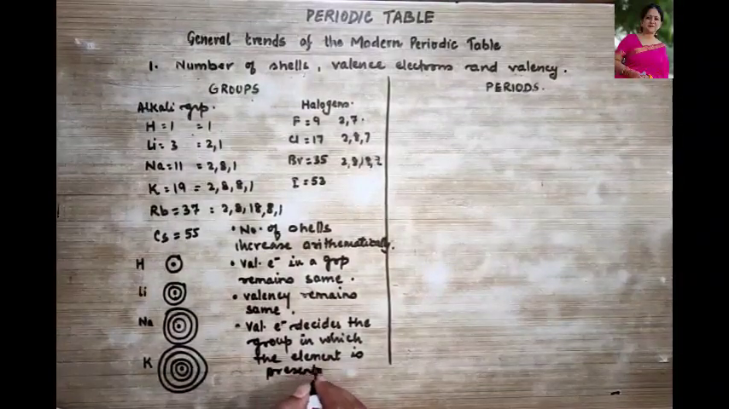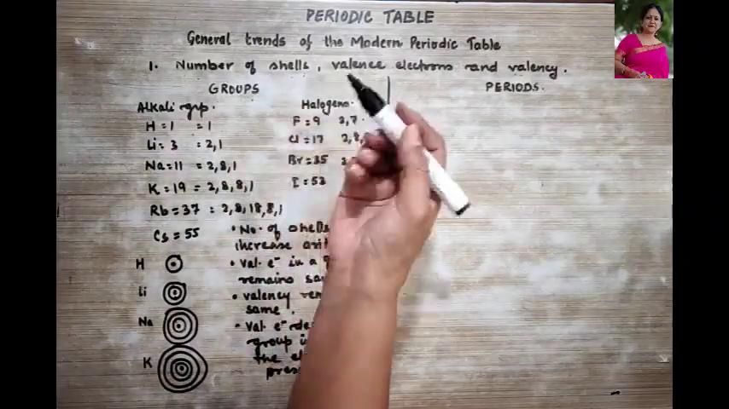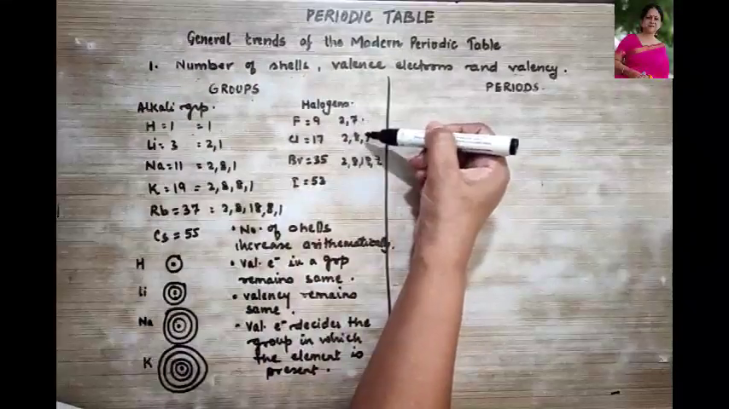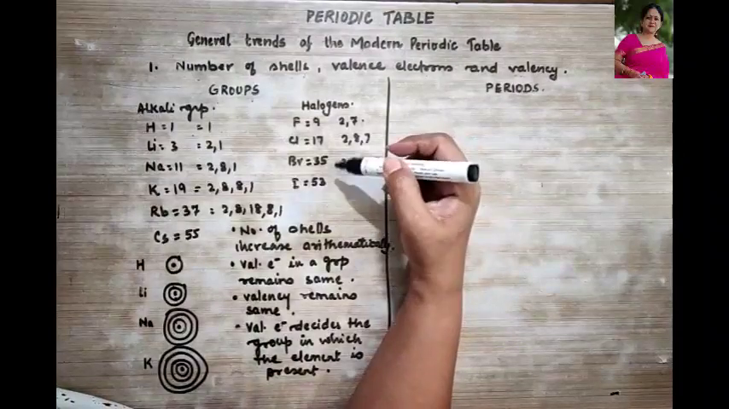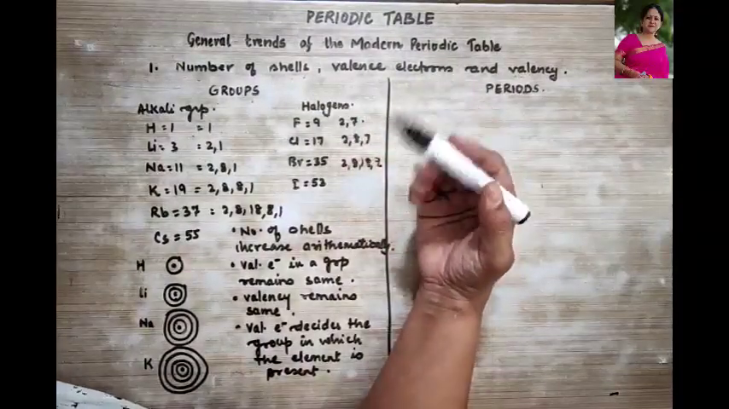Okay. Now look over here. They all have valence electron 1. So where are they found? They are found in group 1. Over here valence electron is what? 7. So where are they found? They are found in the 7th group, or you can say 17 group.